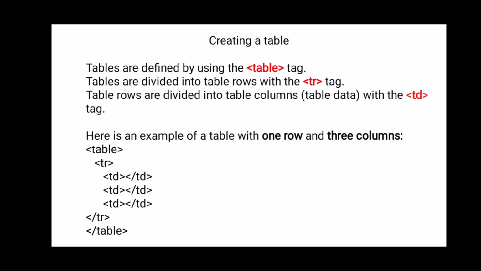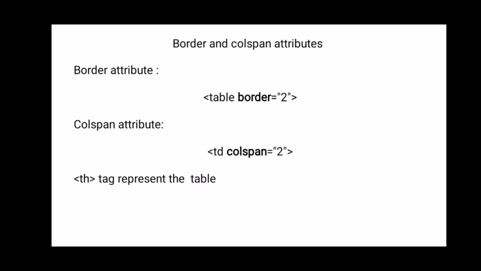Table data tags, TD tags, act as data containers within the table. They can contain all sorts of HTML elements such as text, image, list, other tables, and so on. Border and colspan attributes. A border can be added using the border attribute. A table cell can span two or more columns. The border attribute is not supported in HTML5.